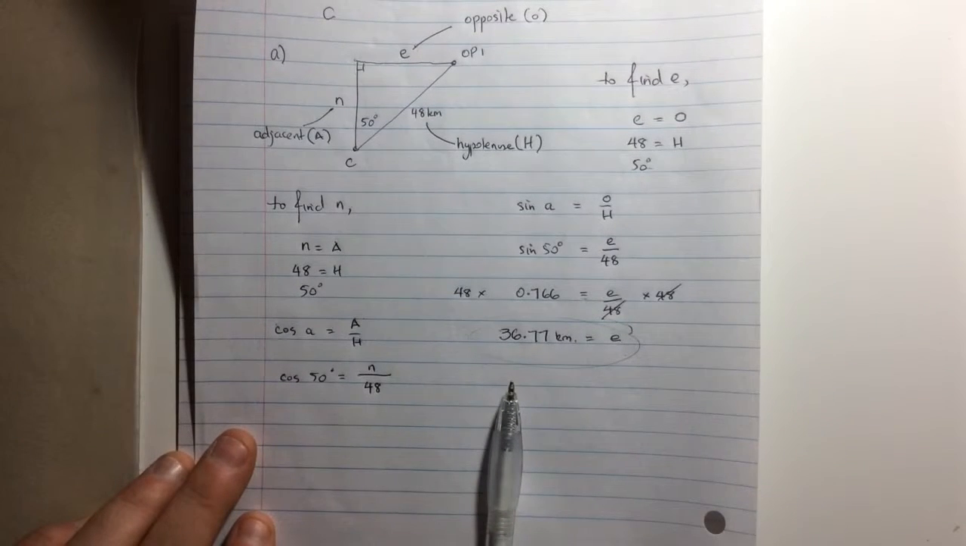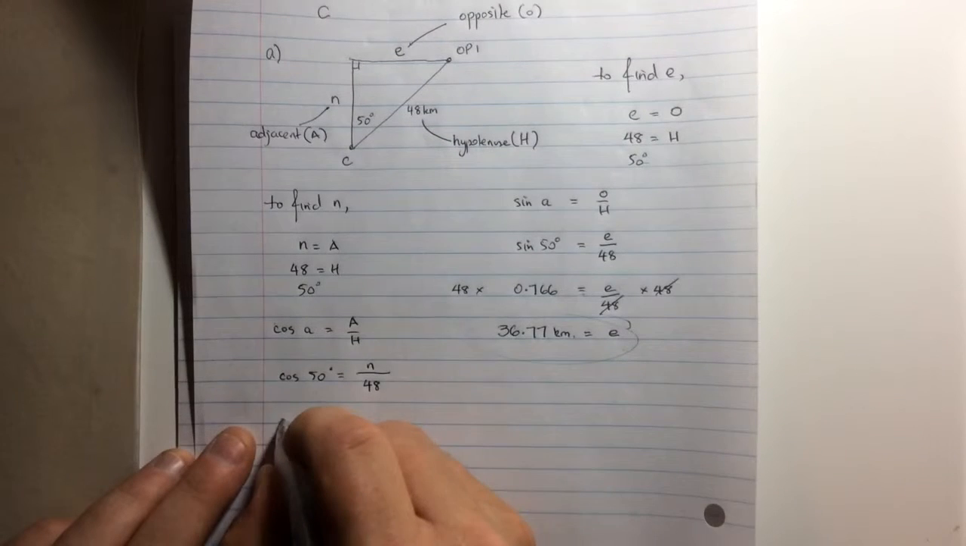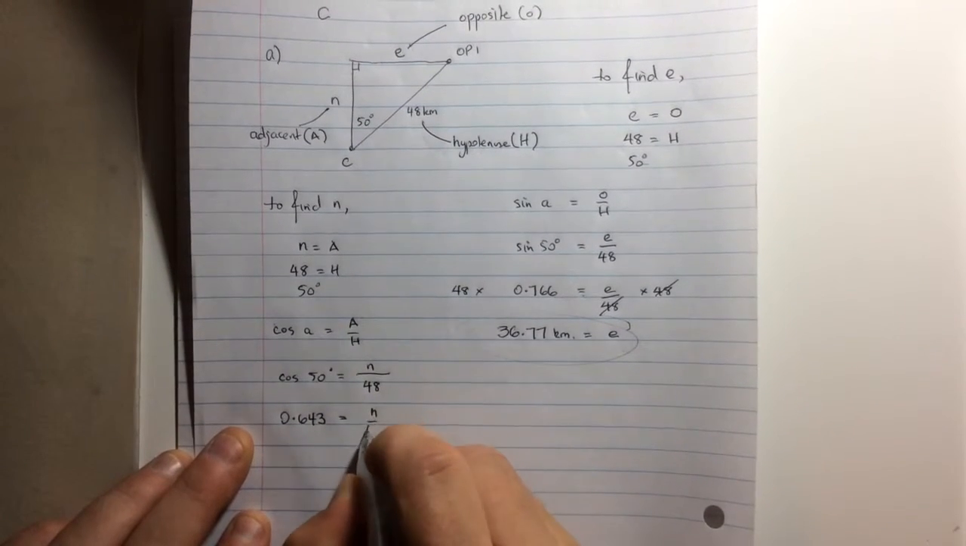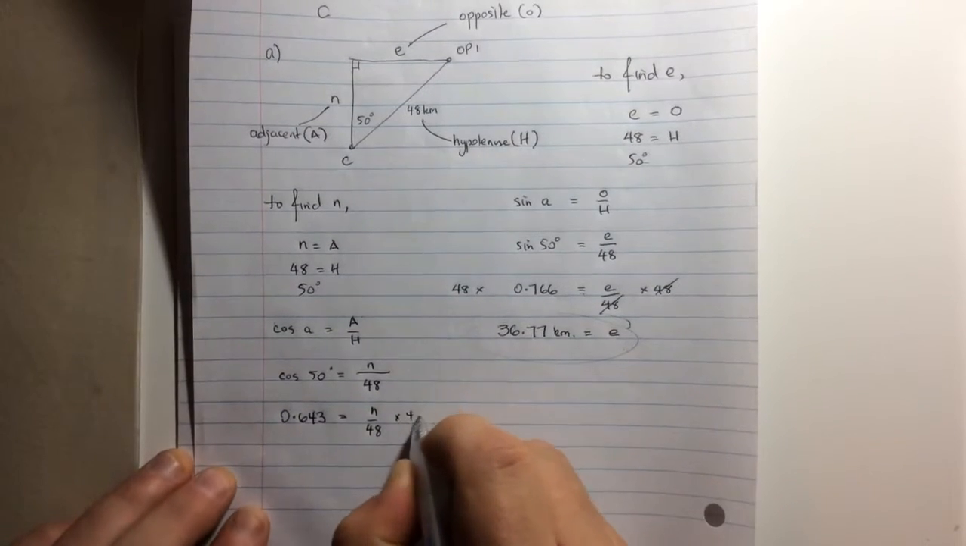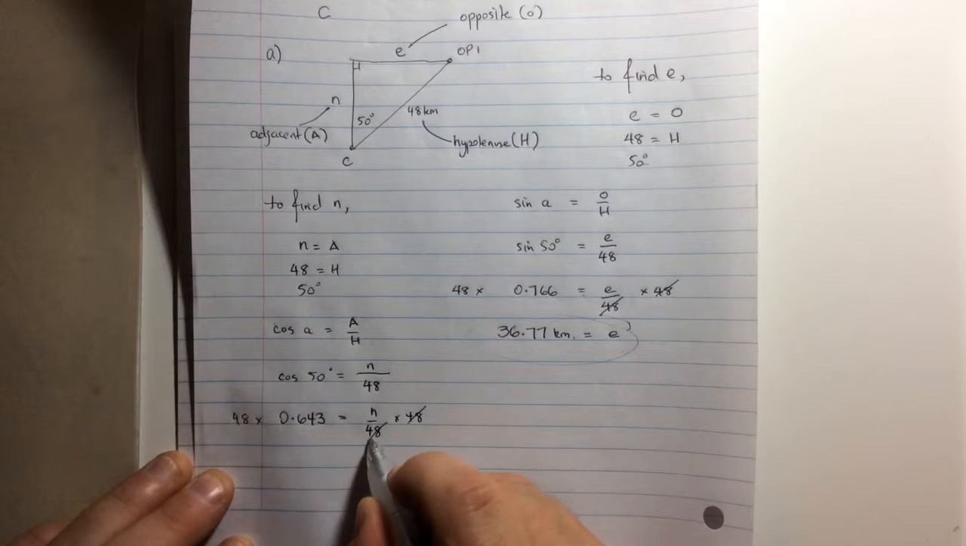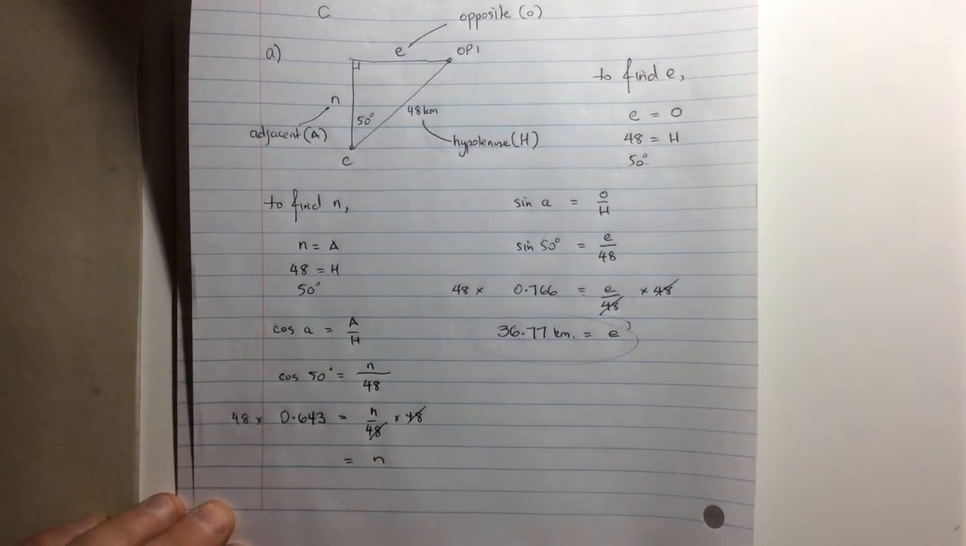Let's work out what that is. Cos of 50 is 0.643, if I go to 3 decimal places. That's n divided by 48. Do the inverse function, times by 48 on both sides to cancel that out, and I'll be left with the north side being whatever that is.